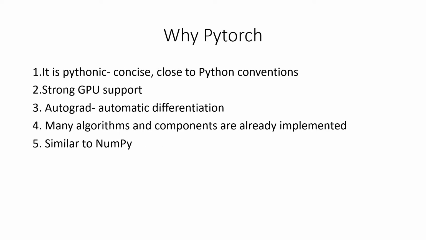Now, if we see why PyTorch, it's Pythonic, which is close to Python, and it has strong GPU support. Strong GPU support also needs autograd automatic differentiation, and many other components were implemented. So it is similar to NumPy, which is another Python library used for numbers and graphs.